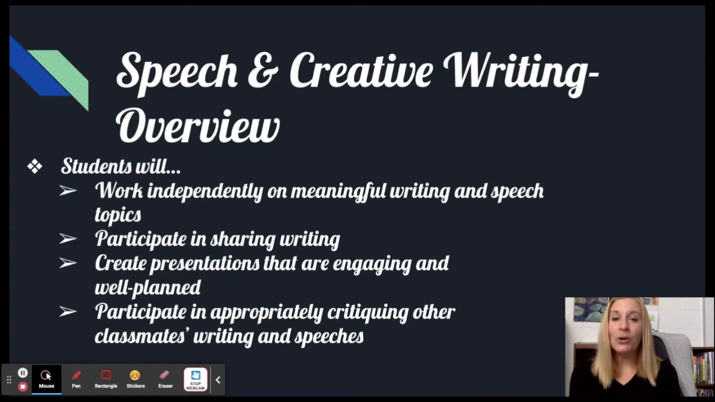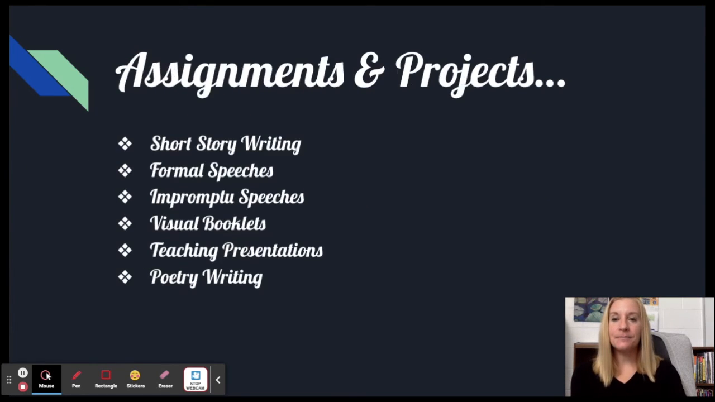We really are a small class in speech and creative writing, and we try to help each other out pretty much every day. Students participate in sharing their own writing with each other and with the class. They create presentations that are engaging and well planned, whether that be through their formal speeches, even through very, very quick impromptu speeches where they get 5 minutes to plan. Participating in appropriately critiquing other classmates' writing and speeches is also a component of our speech and writing class.